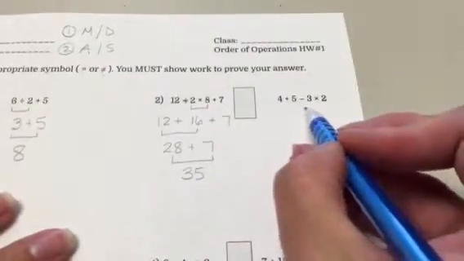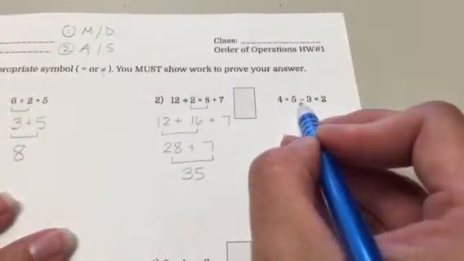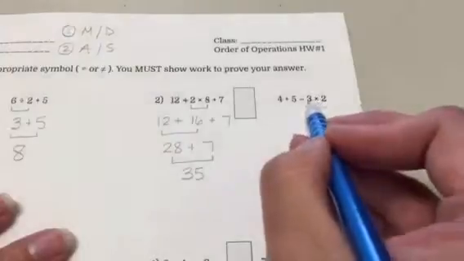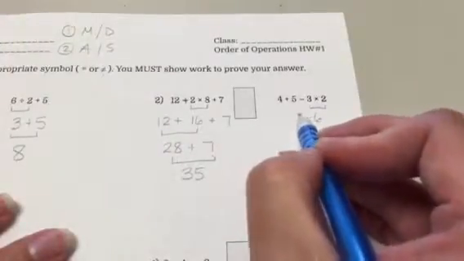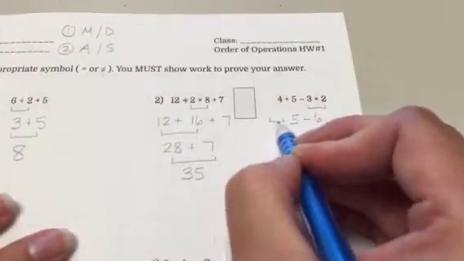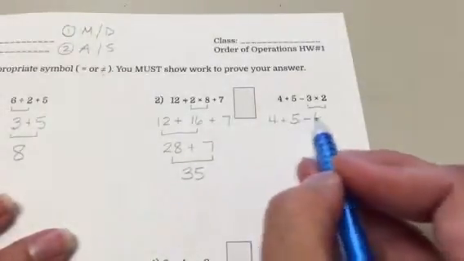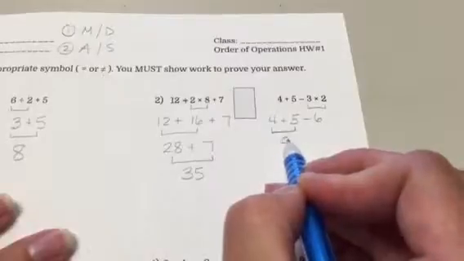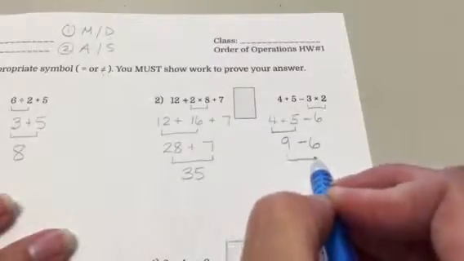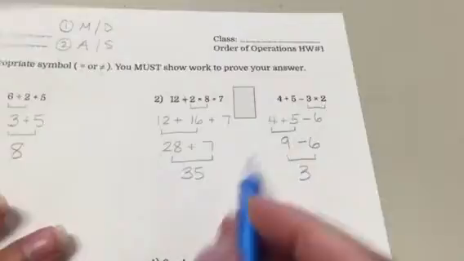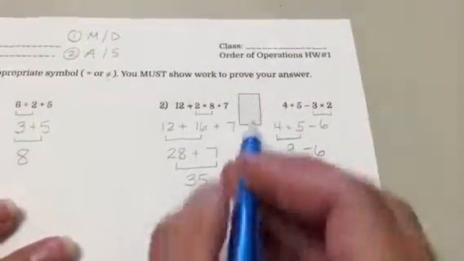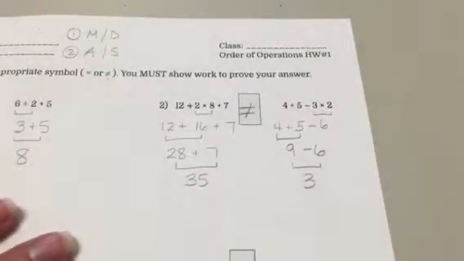Now I'm going to go to the other side. I've got adding, subtracting, and multiplication. So I know I need to start with the multiplying. 3 times 2 is 6, and I'm going to bring everything else down. Now I've got adding and subtracting, but I'm going to go from left to right. 4 plus 5 is 9 minus 6. 9 minus 6 is 3. Again, we're going to compare our answers. 35 and 3 are not equal, so we're going to put the not equal sign in the box.